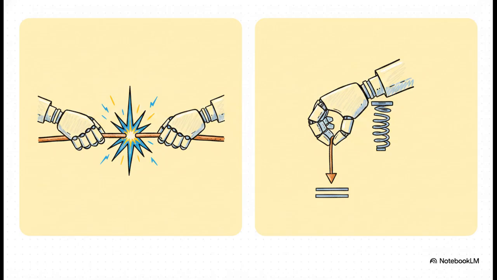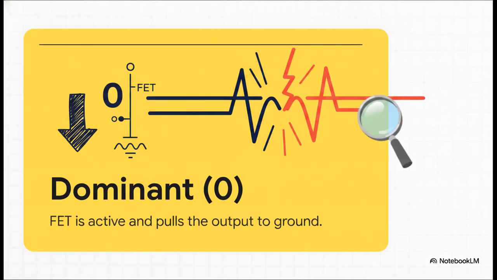In open drain, the microcontrollers never actually push voltage onto the line. They only have the ability to pull the line down to ground. If they want to send a high signal, they just let go. They release the line, and a passive pull-up resistor on the bus simply floats the voltage back up to high. And that brings us to the absolute unbreakable rule of the I2C battleground. A 0 is dominant and a 1 is recessive.